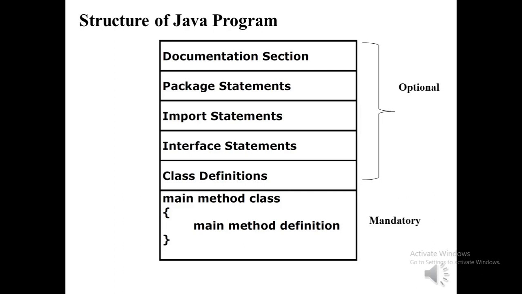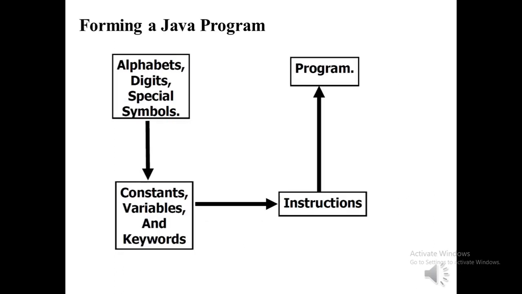The next mandatory section of a Java program is the main method class. In this class the main method is included. The main method is public static void main. This class and this method are mandatory as execution of a Java program starts with the main method in this main class. So this is the structure of a Java program.